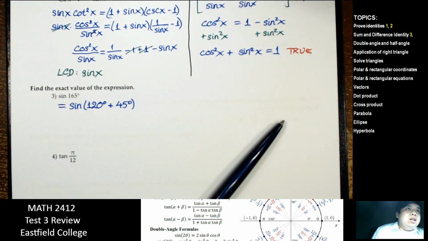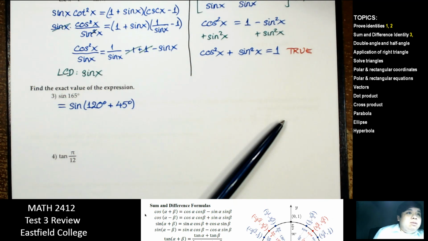That will add up to 165. Of course, you can use a different combination like 135 plus 30 or something like that. So the sum of the sine will be here.